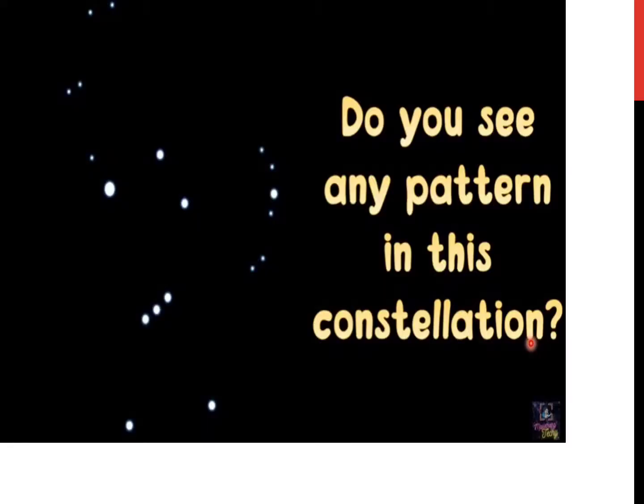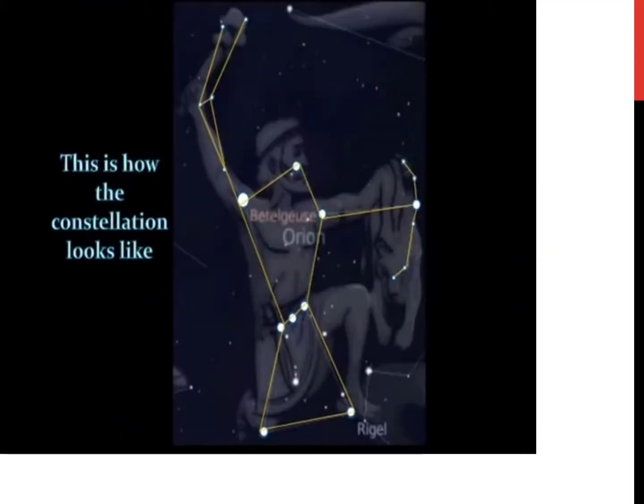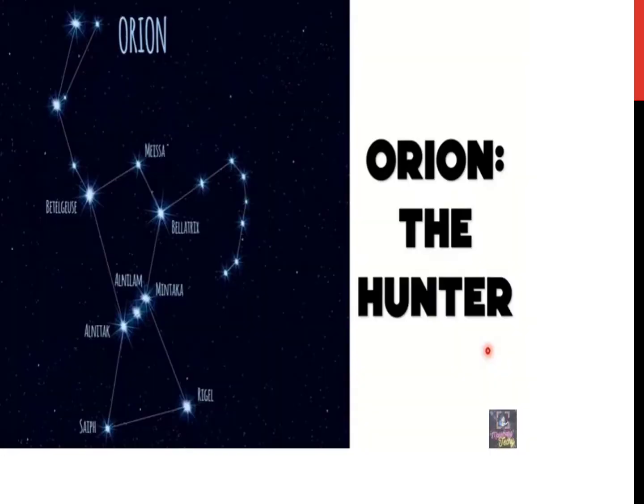How about this one? Do you see any pattern in this constellation? What do you think this pattern would look like? This is how the given constellation would look like. This is called the Orion, or also known as the Hunter.